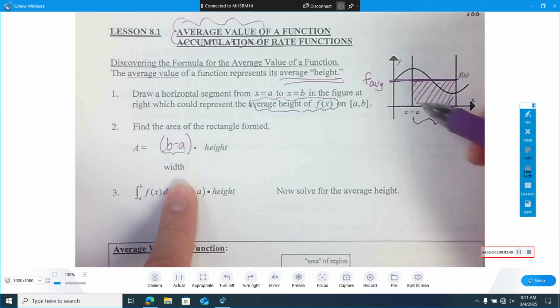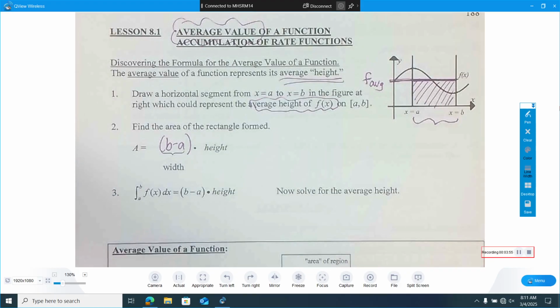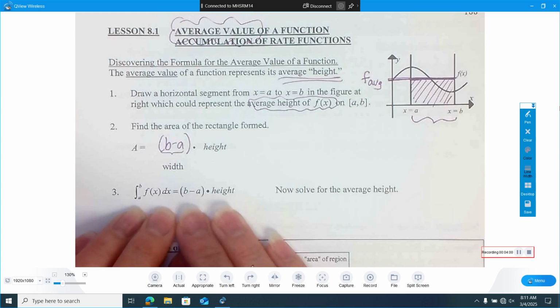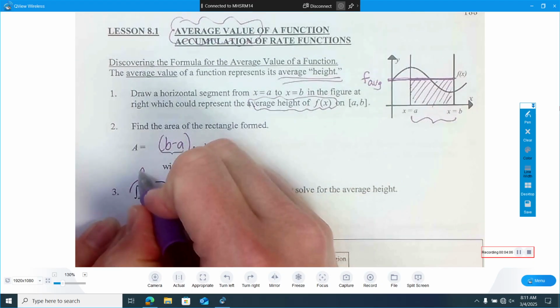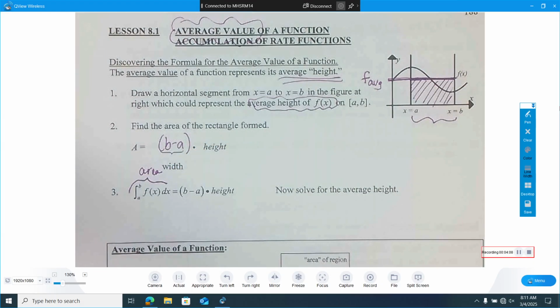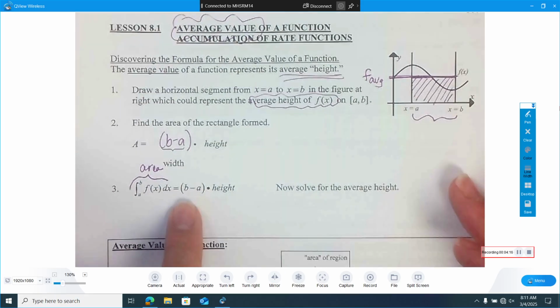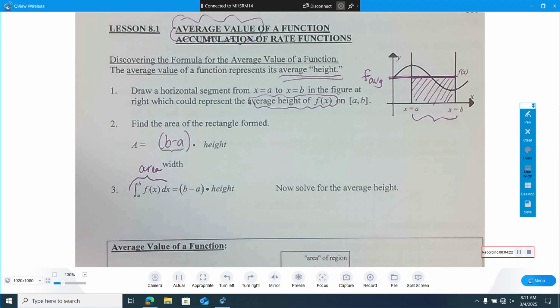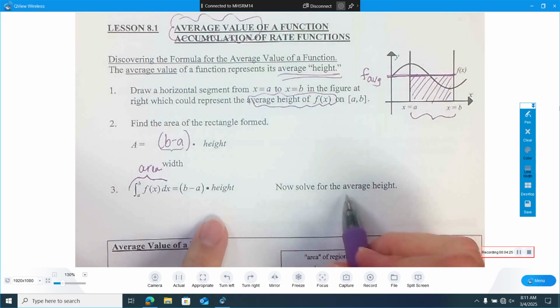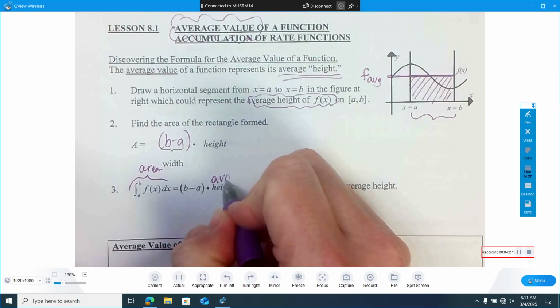But this is area. Area is the width times the height, right? That's how we find the area of that rectangle. Well, this is also area. When we take an integral, we know that that's the area under the curve. And so that's the area under our function from a to b, right? But it should also equal the area of this average height rectangle that we've got. So we want to solve for the average height. This is our average height right here.